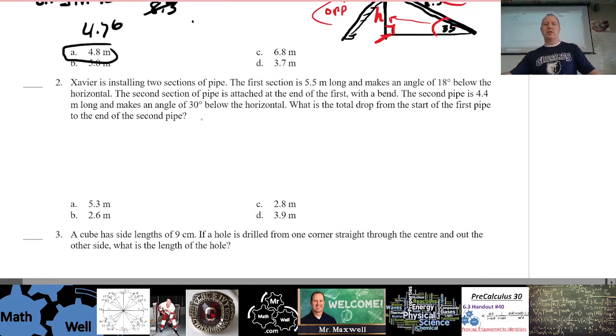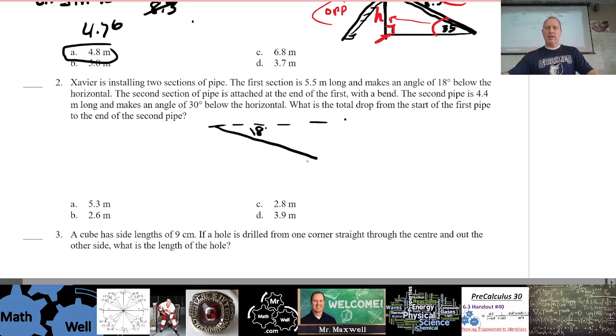Xavier is installing 2 sections of pipe. The first section is 5.5 meters long and makes an angle of 18 degrees below the horizontal. So here's the horizontal. 18 degrees would be right here. The second section of pipe is attached to the end of the first one with a bend. The second pipe is 4.4 meters long and makes an angle of 30 degrees below the horizontal.